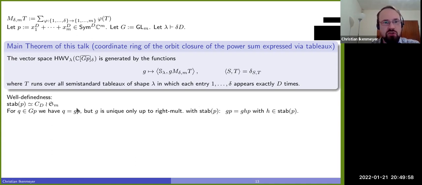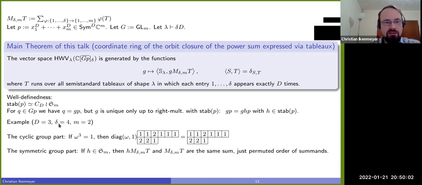So you can do the check for the cyclic part and for the symmetric part independently. Well, this is maybe like a tiny example here. For the cyclic part, for example, say capital D is 3, delta being 4 and M is 2.